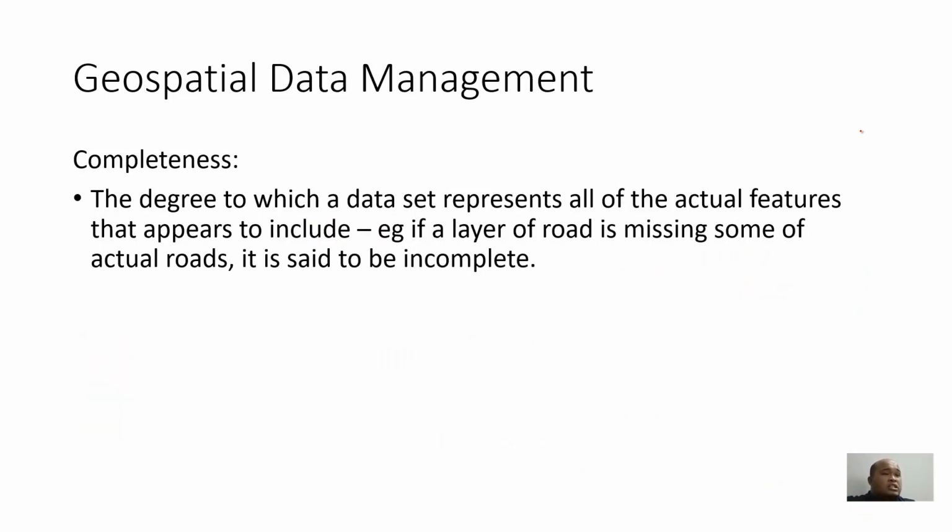Next is the completeness. Completeness is the degree to which a data set represents all of the actual features that it appears to include. For example, if a layer of road is missing some of the actual roads, it is said to be incomplete, right? So the completeness usually requires an on-site visit, or reference from multiple web service platforms.